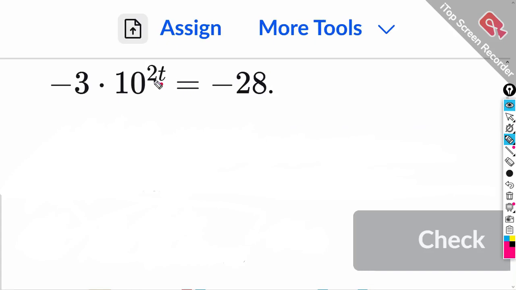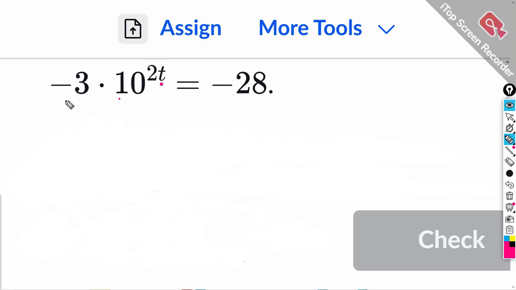T is in the exponent on the number 10. Okay, t has nothing to do with the negative 3. The exponent is not applied to the negative 3. So we want to get rid of it. We want to isolate 10 to the 2t at first.